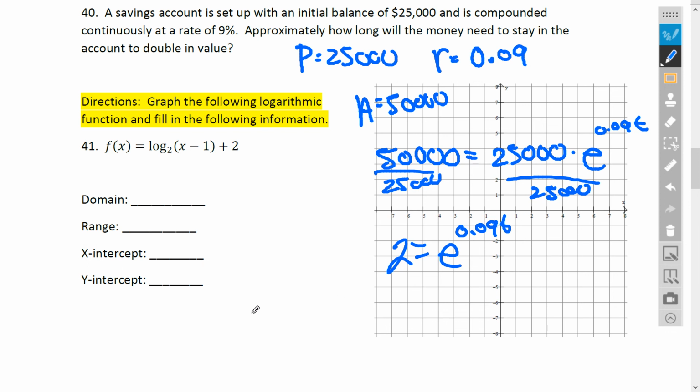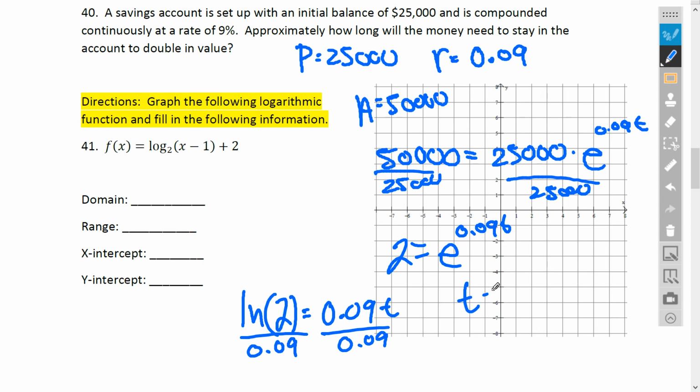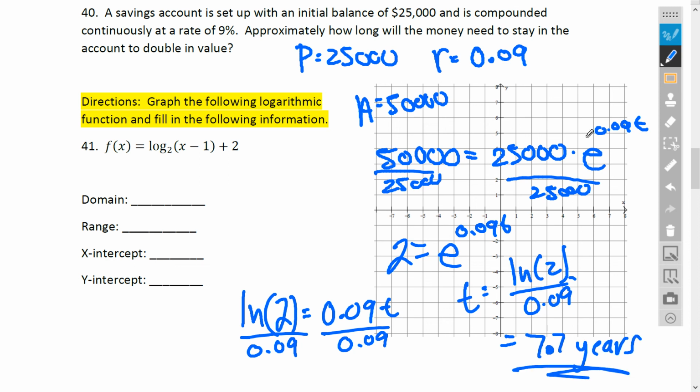Switch this to natural log form, so the natural log of 2 is equal to 0.09 times t. Divide by 0.09. So the time period can be calculated by doing the natural log of 2 divided by 0.09. So about 7.7 years. So almost 8 years for it to double in value there for number 40.